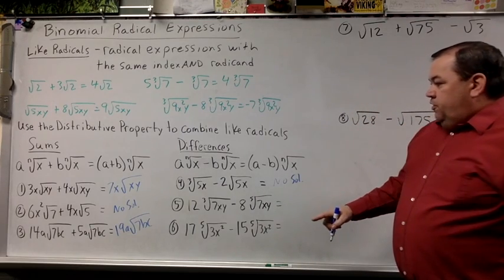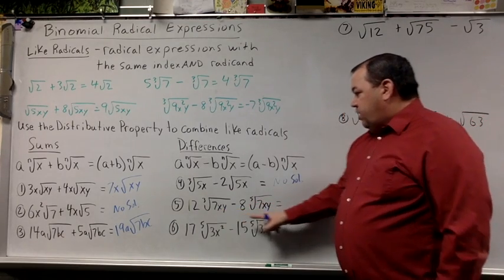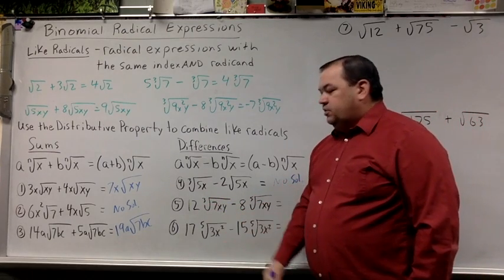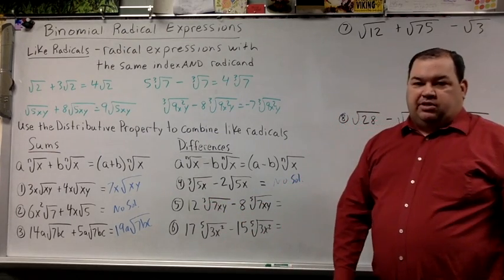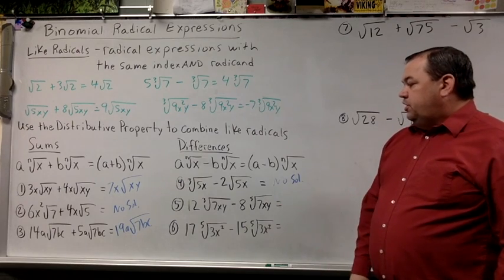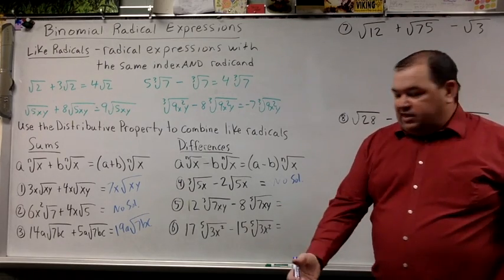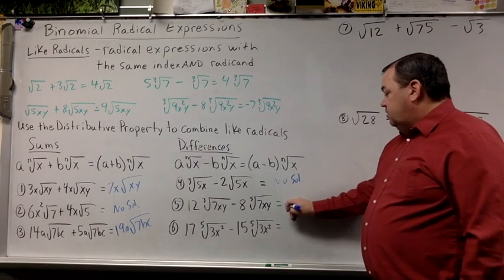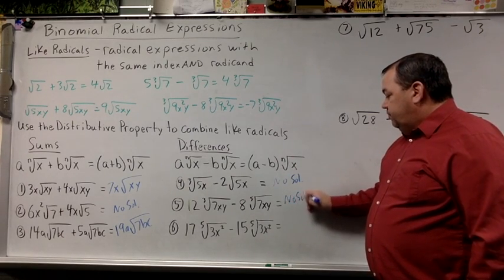If I look at number 5, I've got a 7xy and a 7xy. That's a great start. This is a fifth root. This is a third root. I cannot combine those things. There is no solution here. If they were both the same, if these were both fifth roots, no problem. But they're not. Can't do it.